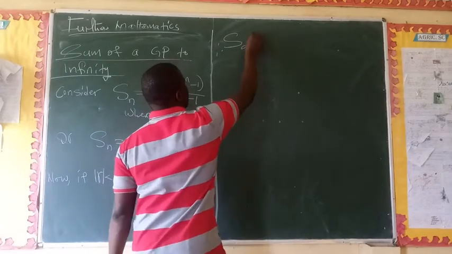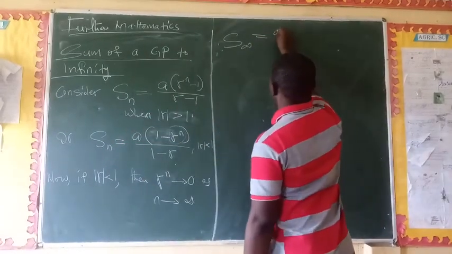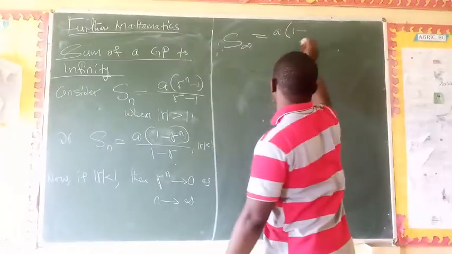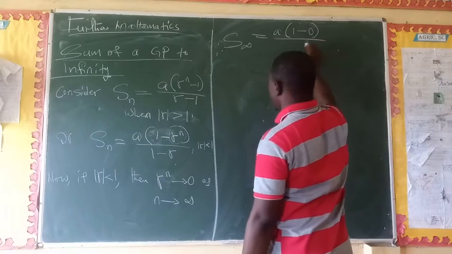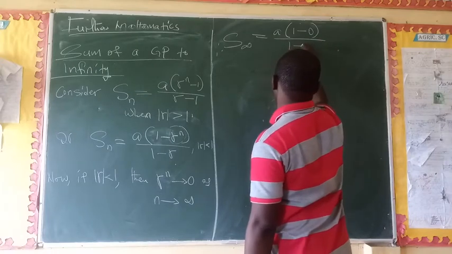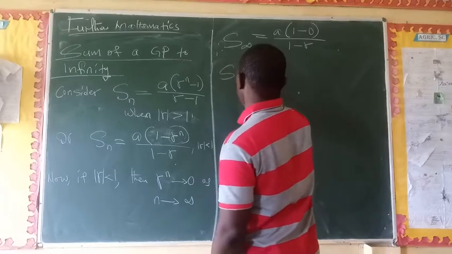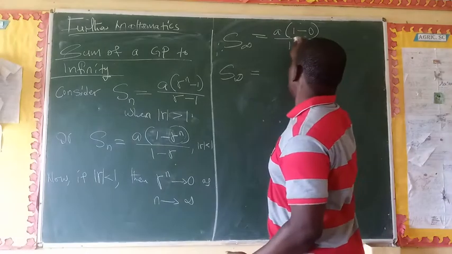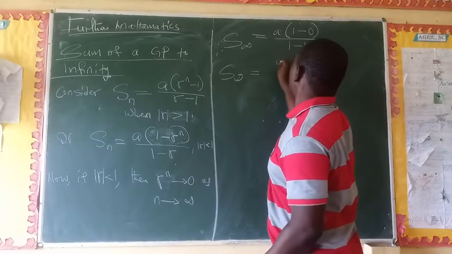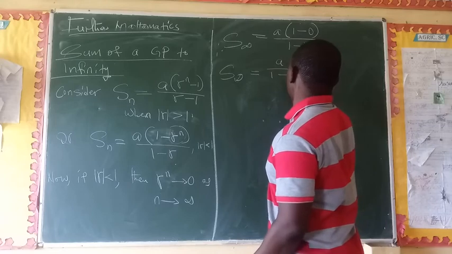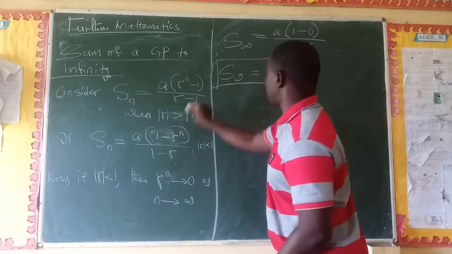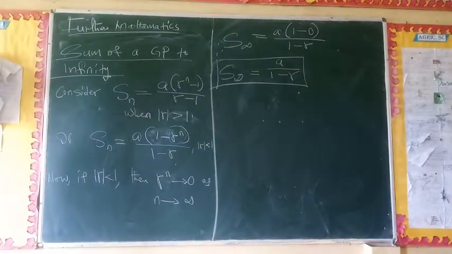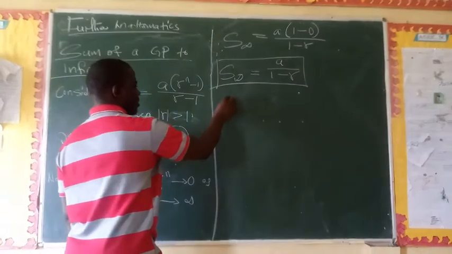Which is going to be equal to a bracket 1 minus, you see, this goes to 0, everything divided by 1 minus r. And so my S infinity, the sum of terms of this GP to infinity, would eventually become a over 1 minus r. This is the formula for the sum of terms to infinity of a GP. That is it. So, let's take some simple examples.